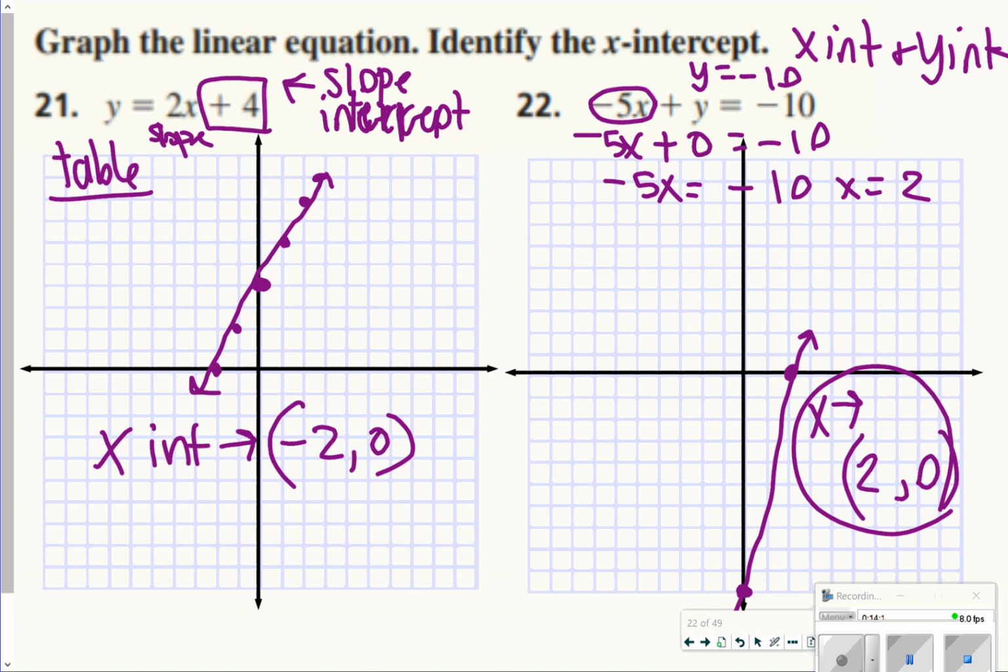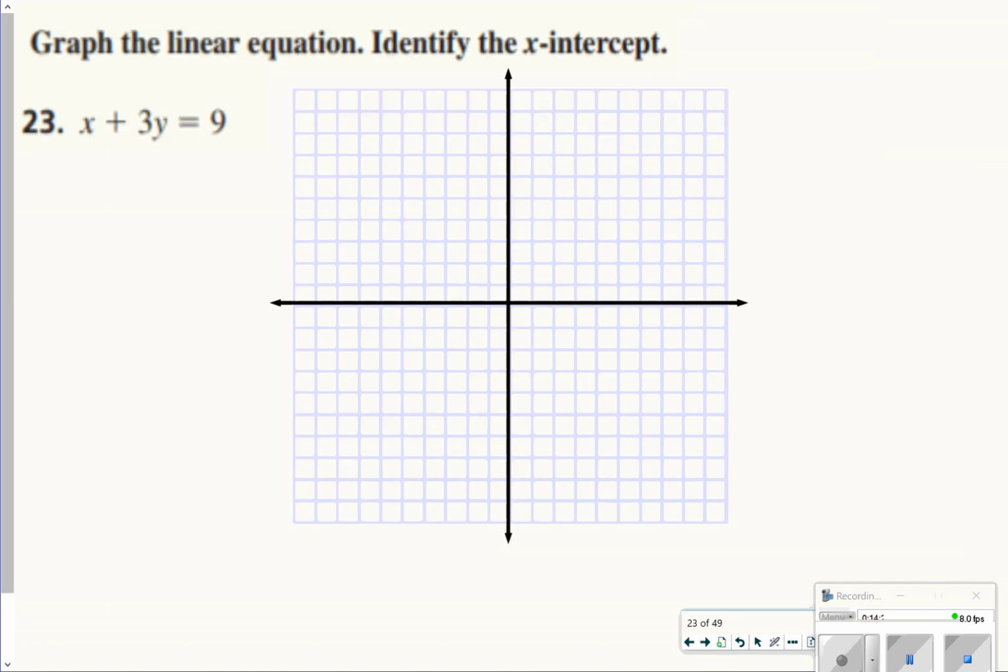Okay, so you can use whatever you like best, table, x and y intercepts, or using slope-intercept form for these two. The next one, we're again graphing the linear equation and identifying the x-intercept. This is not in slope-intercept form, so I'm just going to find my x and y intercepts by plugging in 0 for these.